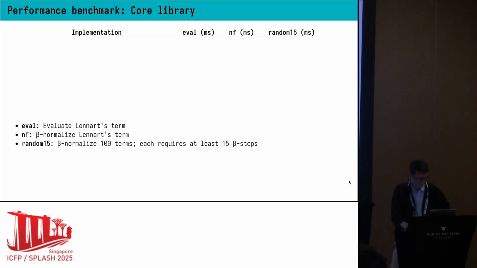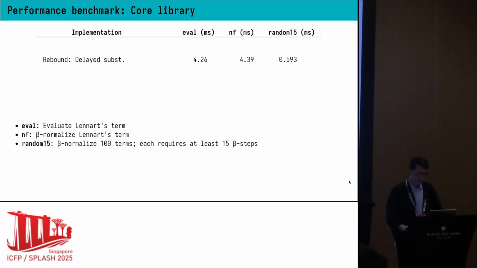Finally, we can compare Rebound to other libraries for variable binding in Haskell. So we'll have 3 benchmarks here. The first one is going to be this eval one, which reuses the Leonard term that I've showed you in the first part, and it asks every implementation to reduce the term to a value. The second one, NF, is a variant where rather than evaluating, the term needs to be fully beta normalized. And the final benchmark, random 15, is a collection of 100 lambda terms, which all need to be fully normalized.